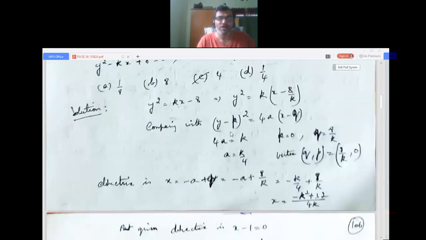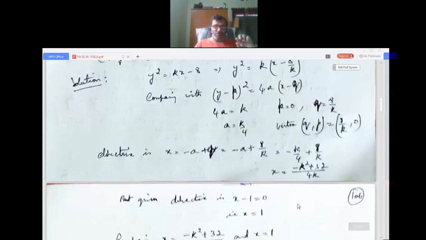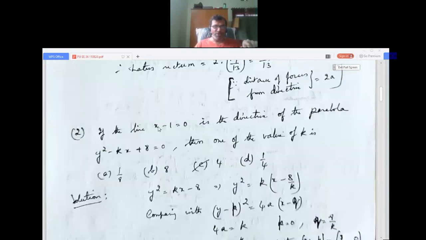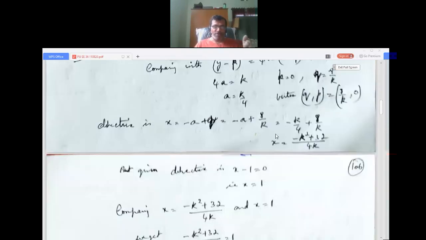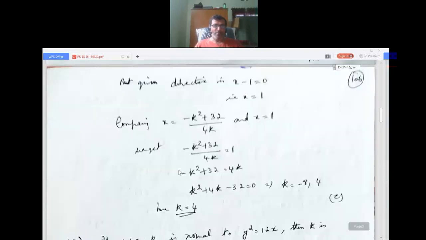So for the parabola (y minus p) whole squared equals 4a(x minus q), the directrix is given by x equals minus a plus q, and q is 8 by k, so minus a plus 8 by k. a is k by 4 plus 8 by k, so it is x equals minus (k squared plus 32) by 4k. But the directrix of this parabola is given in the problem as x minus 1 equals 0, so x equals 1. So left hand sides are equal, right hand side also should be equal. So minus (k squared plus 32) by 4k equals 1.